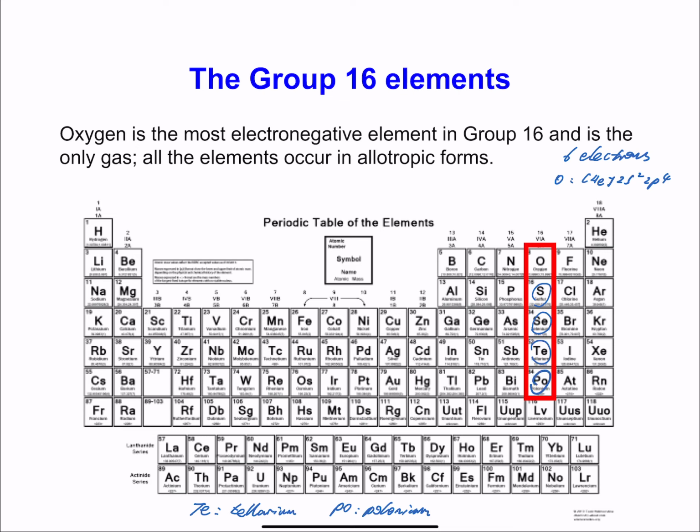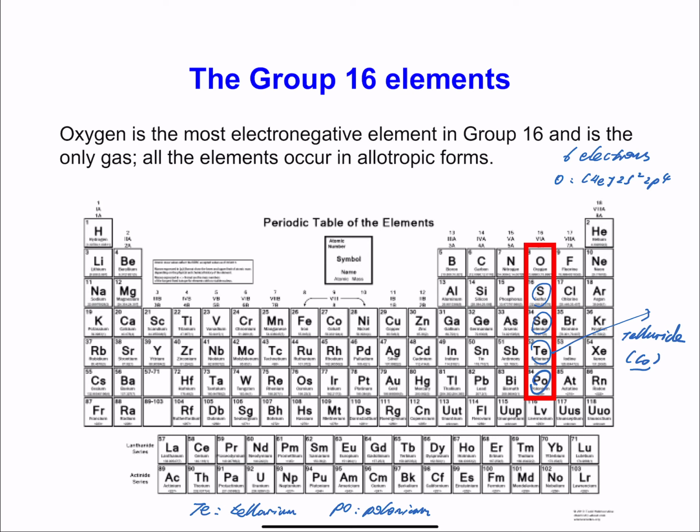Make sure you can write the electronic configuration for the other elements. And by the way, for the element tellurium, there's a city called Telluride in Colorado. The city got its name from this element because it produced tellurium-based minerals. That's just a side story to share.